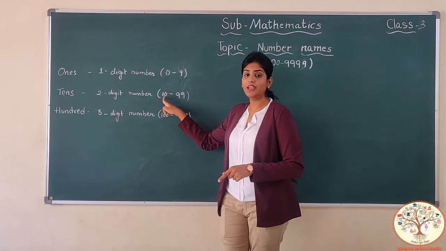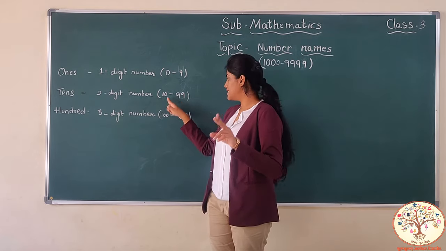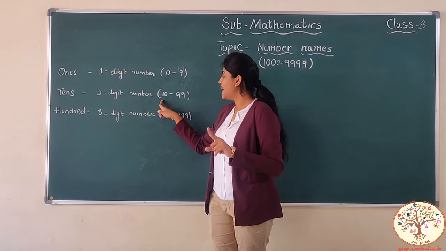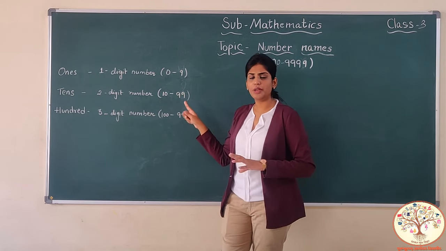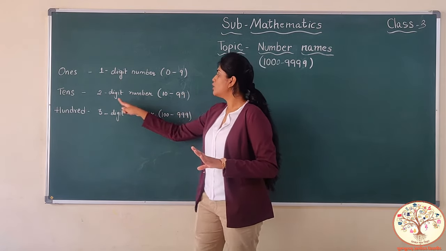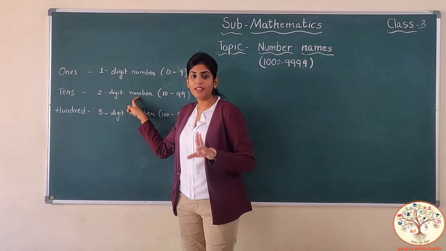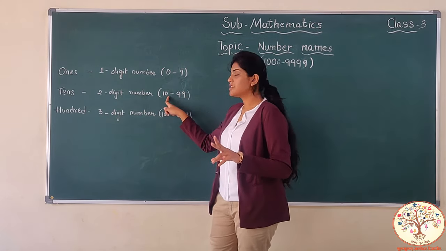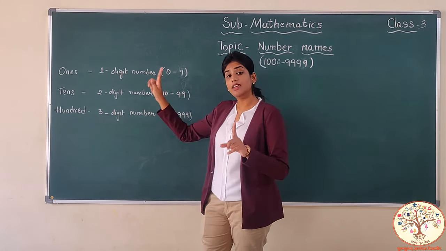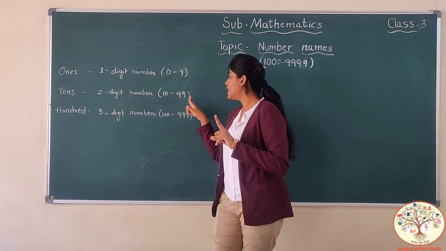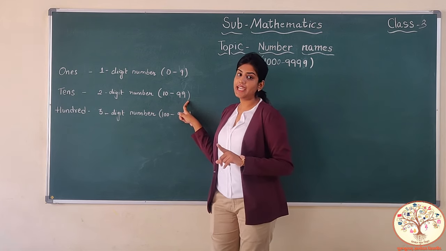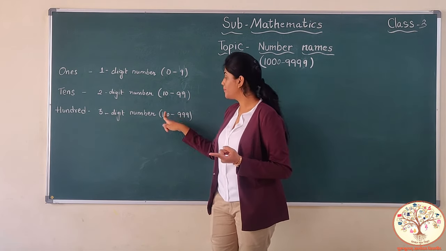10. Now here two digit numbers start, and it goes on till 99, and you remember their number names. So two digit numbers have two place values, that is ones and tens. Now if we add 1 to the largest two digit number, that is 99, what comes?